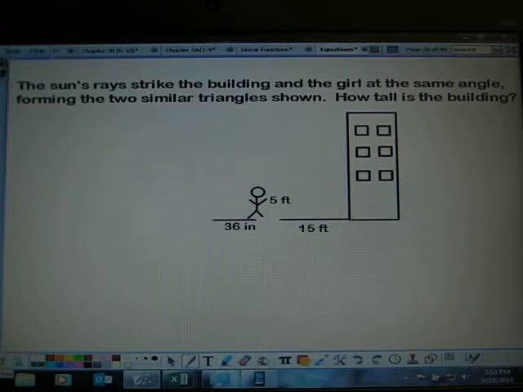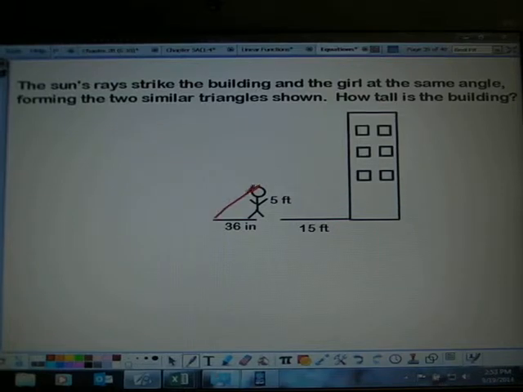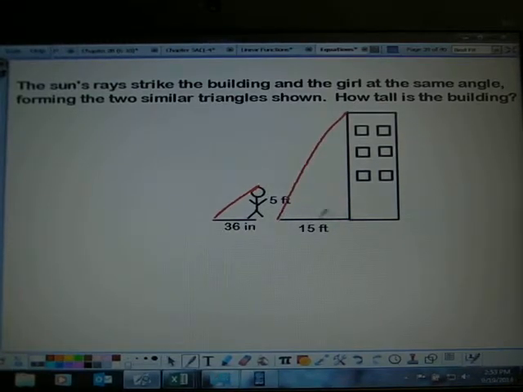A sun's rays strike a building and a girl at the same angle, forming two similar triangles shown. Well, you really can't see the triangles, can you? But there are triangles. When the sun's rays are coming down here to cast the shadow, you've actually got the sun's rays forming, not a very good triangle, but a triangle. So there's the actual triangle that they're talking about. Two similar triangles. I'm going to get rid of those for right now.